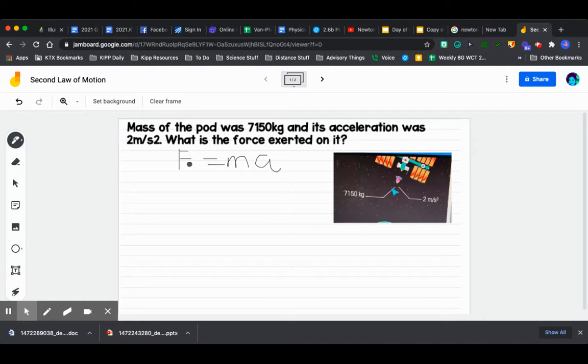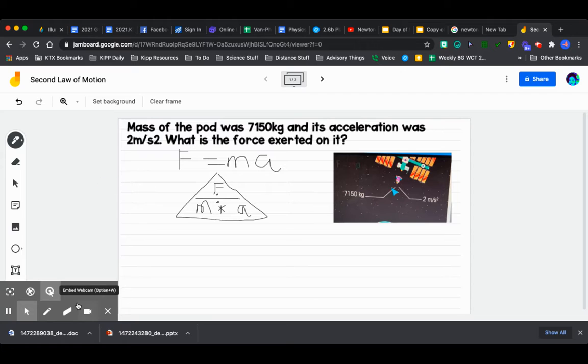F equals ma basically means force equals mass times acceleration, but we have learned that we can represent it in a triangle. Force is on top, and m and a are on the bottom. Remember that the force up here means dividing. So force divided by mass, or force divided by acceleration. Once you have this triangle drawn out on your scrap piece of paper, you just have to substitute your numbers.